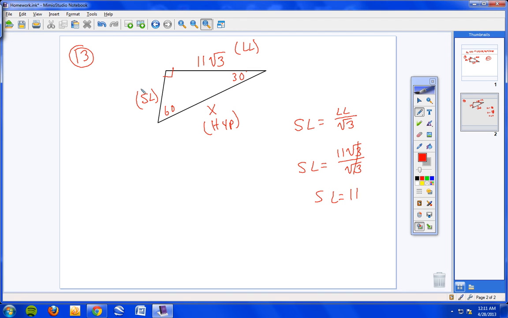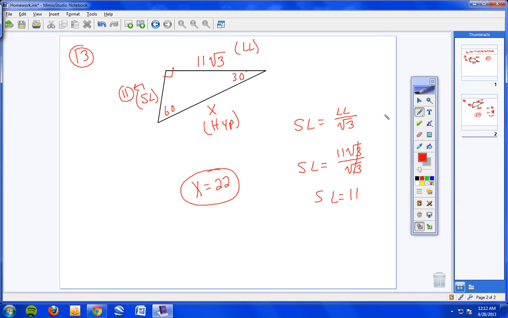Now, if the shorter leg equals 11, I'm going to put an 11 right here and circle it. If the shorter leg equals 11, then the hypotenuse has to equal what? Isn't the hypotenuse always twice as big as the shorter leg? Sure it is. So the hypotenuse has to be 22.